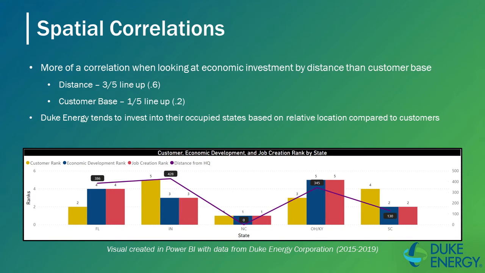The result of looking at Duke Energy's economic investment into states by distance and customer base shows that they tend to invest more in occupied states based off the relative location to North Carolina's headquarters compared to the customer base total.